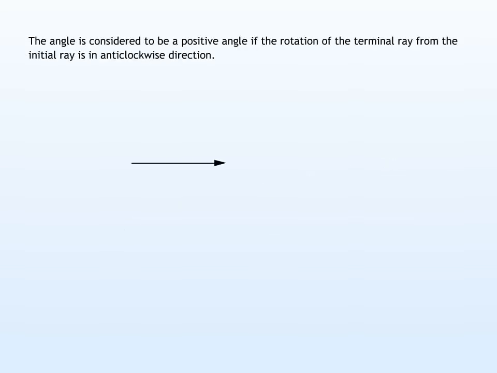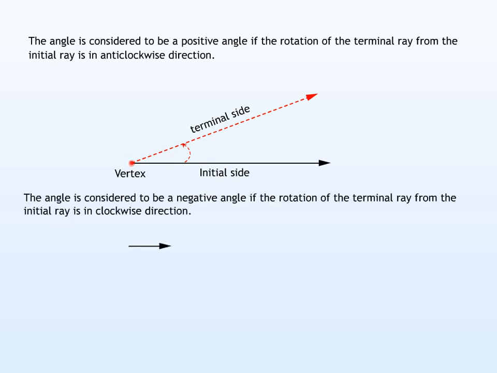The angle is considered to be a positive angle if the rotation of the terminal ray from the initial ray is in the anti-clockwise direction. The angle is considered to be a negative angle if the rotation of the terminal ray from the initial ray is in the clockwise direction.